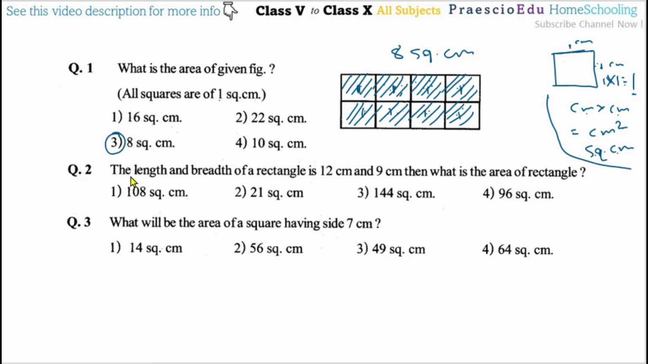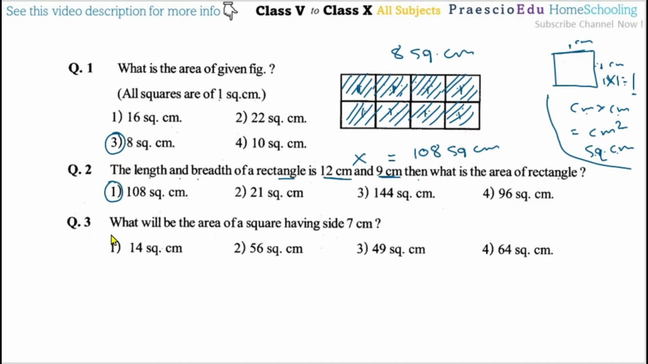Now, question number 2. The length and the breadth of a rectangle is 12 centimeter and 9 centimeter. Then what is the area of the rectangle? So as we know, the area of the rectangle is length multiplied by breadth, means 12 centimeter multiplied by 9 centimeter. Okay, so 12 nines are 108 square centimeter, and this is given in option number 1.